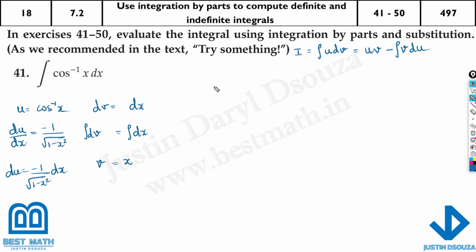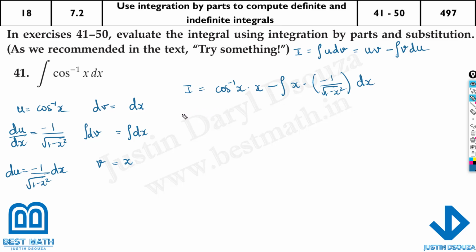Now what next? Look at this formula. Let me substitute. I is equal to, what is the first term u? U is cosine inverse x. What is it multiplied with? V is x. Minus integral, what is v again? X. Times, what is du? Du is here, that is minus, I'll write a bracket, minus 1 divided by square root 1 minus x squared. Close the bracket. And then we have dx. It's all with respect to x now.